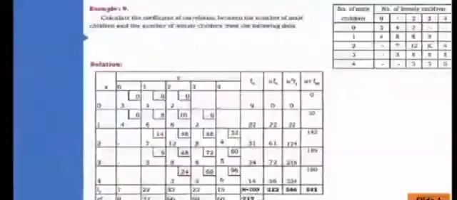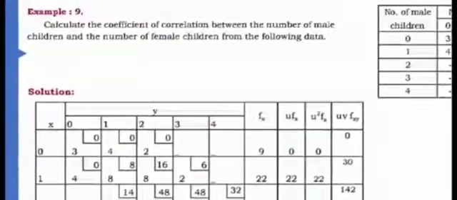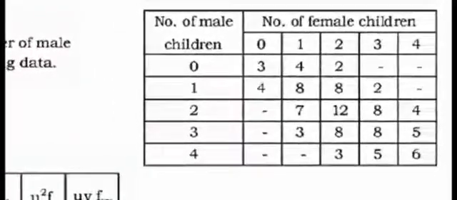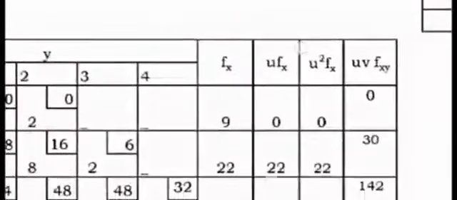Now, let us see this particular example. Calculate the coefficient of correlation between the number of male children and the number of female children from the following data. This is grouped data, for x 0, 1, 2, 3, 4, and here y 0, 1, 2, 3, 4. This shows the number of female children and the number of male children together. This is a 10-mark question where you have to make a huge table.